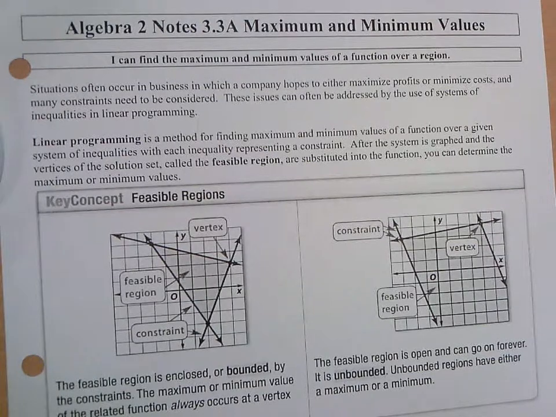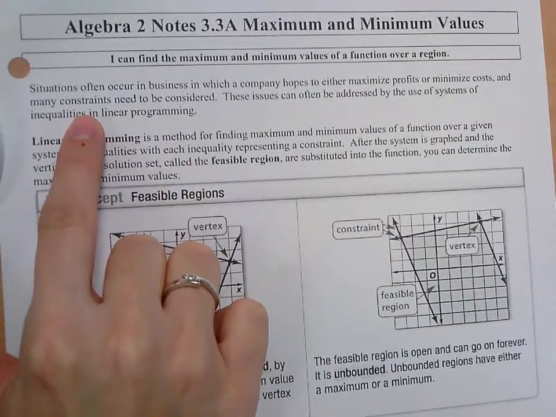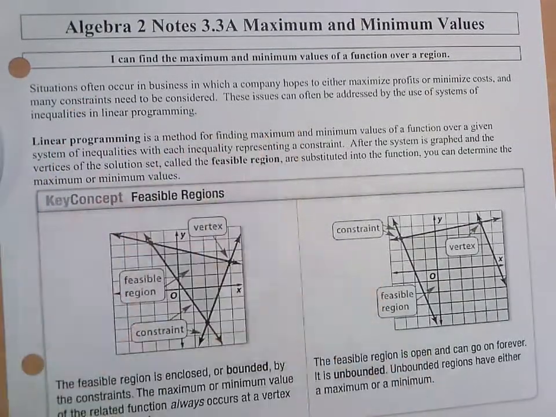A common area where you're dealing with maximums and minimums is in business. So it says situations often occur in business in which a company hopes to either maximize profits or minimize costs. And then many constraints need to be considered. The constraints would be your system of inequalities. And these issues, like I said, can be addressed using systems of inequalities with linear programming.